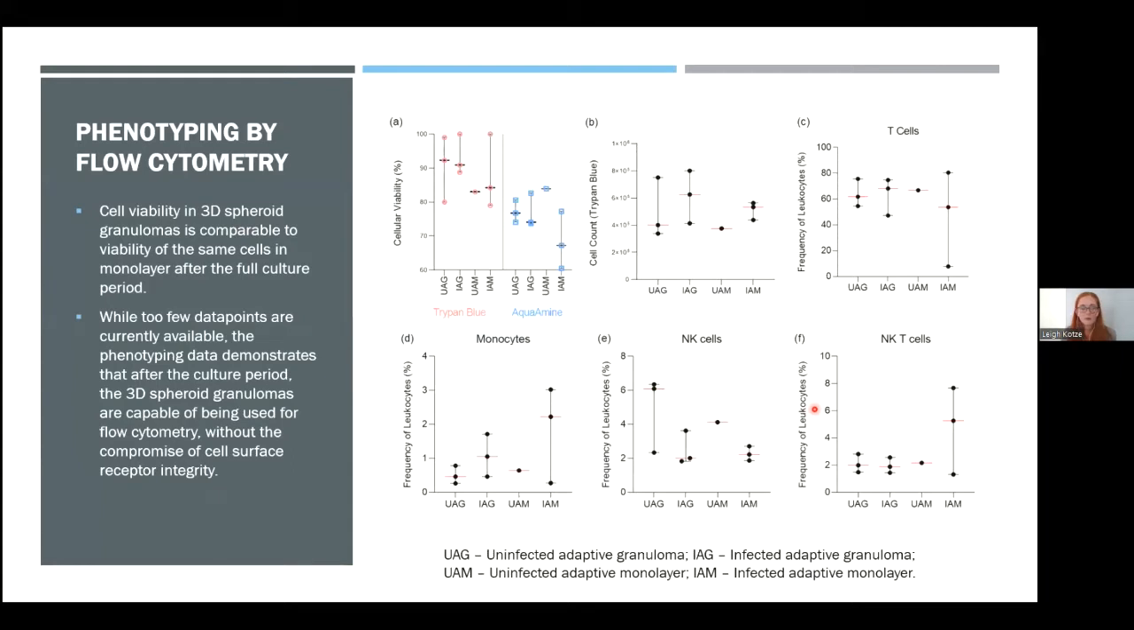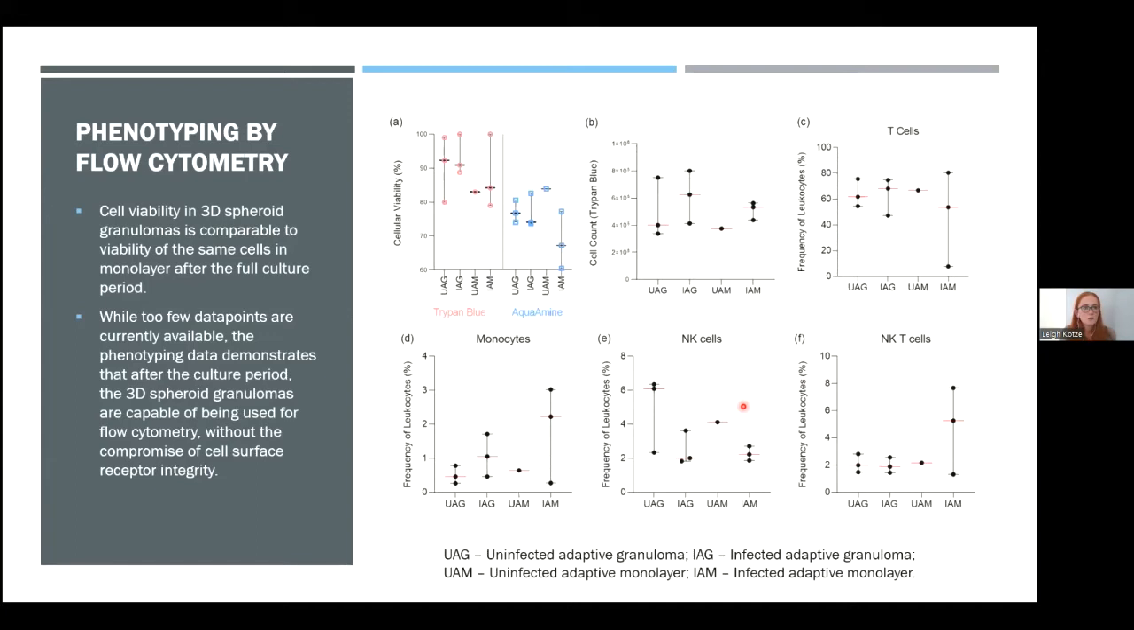We could perform viability checks for these granulomas, and it is very promising that after 7 days of culture, our 3D granulomas maintained very good viability, and this was nicely comparable to traditional monolayer cultures. And this we confirmed with both trypan blue, and then for the granuloma and the monolayer with Aqua amine via flow cytometry. We managed to interrogate markers such as CD3, CD14, and CD56 for the interrogation of T cells, monocytes, and natural killer cells with our granuloma model.